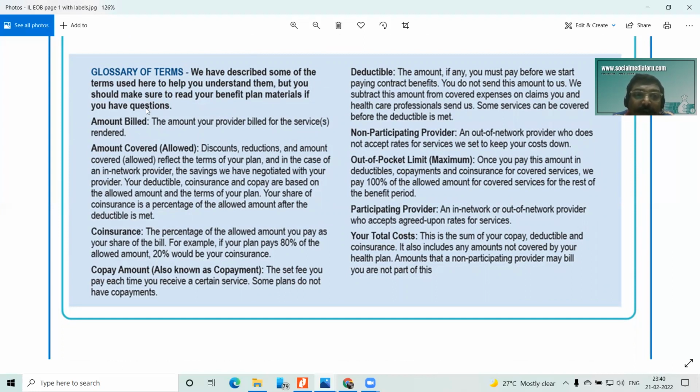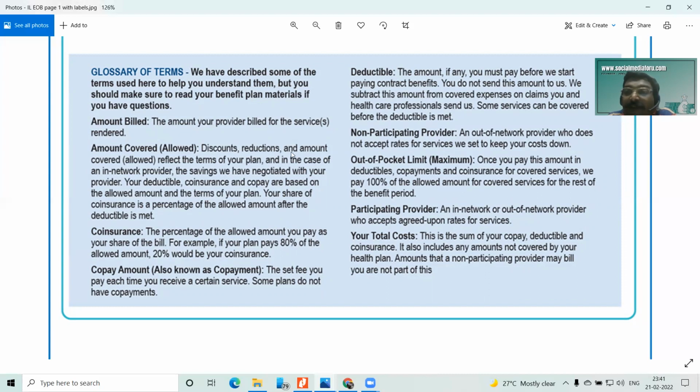This amount billed is where the doctor bills. To make it short, if you go without insurance, what the doctor will charge you is called the billed amount. Okay, this allowed amount, the health insurance company will go and negotiate. Reductions and amount covered, the three terms they have given.